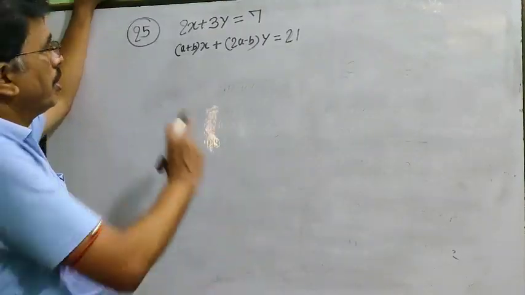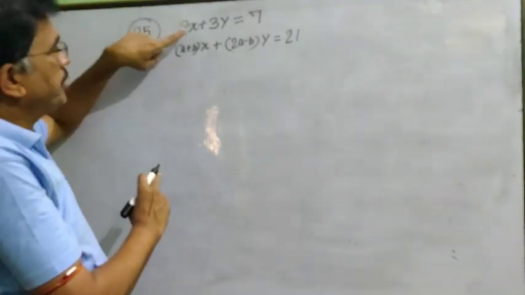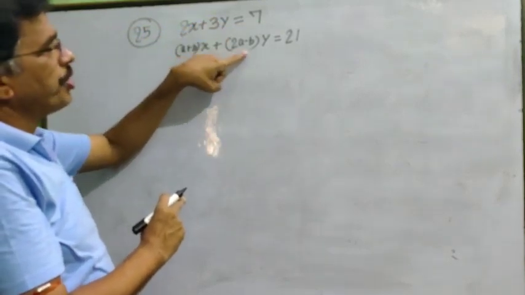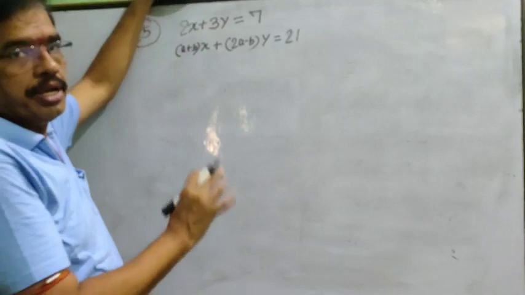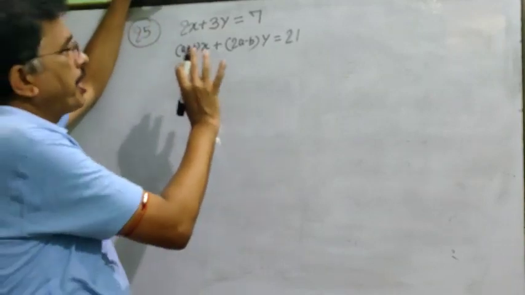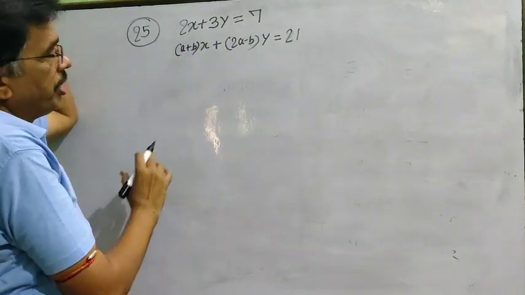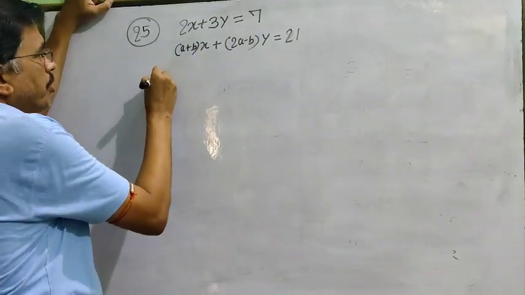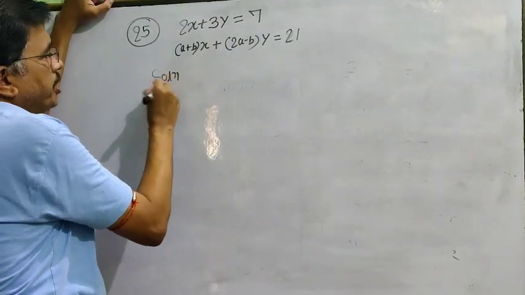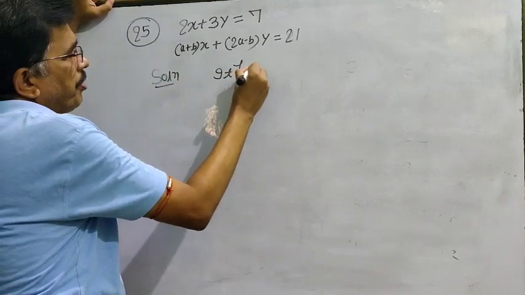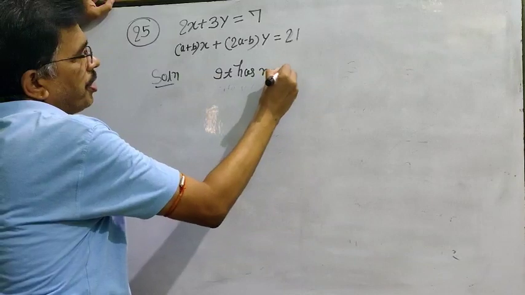See question number 25, that is 2x plus 3y equal to 7 and (a plus b)x plus (2a minus b)y equal to 21. The condition is given that it has infinitely many solutions and you have to find the values of a and b. Dear students, you write your solution, and it is given it has infinitely many solutions. So write it has infinitely many solutions.